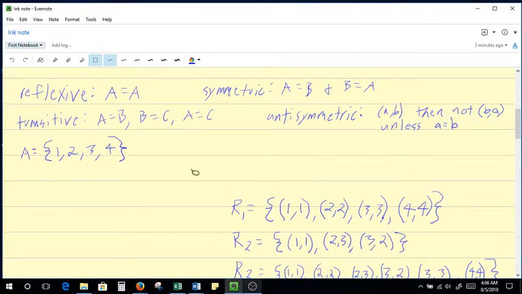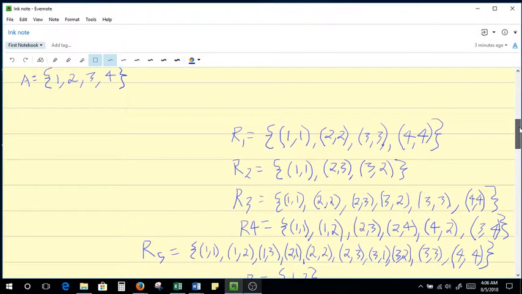So let's see what some of these look like. For these, we're going to be using the set A for the first, I think, 5. And we're going to have our rules up here. So let's take a look at our first one. We have 1, 2, 3, and 4. 1, 1, 2, 2, 3, 3, and 4, 4.